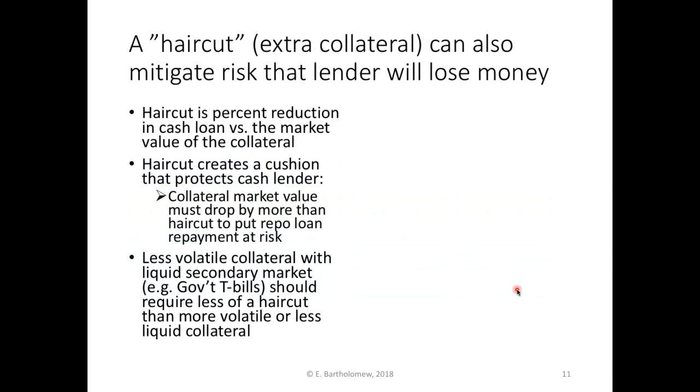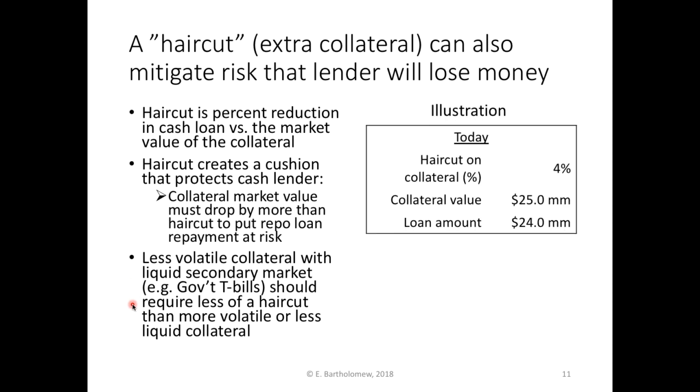Now, a haircut or extra collateral is another way to mitigate the risk that the cash lender will lose money. So what is the haircut? The haircut is defined as a percentage reduction in the cash loan versus the market value of the collateral. So this haircut creates a cushion that protects the cash lender. That means that the market value of the collateral can drop some amount before the cash lender is exposed to potential loss. And clearly, if we have less volatile collateral, then the size of the haircut could be less.